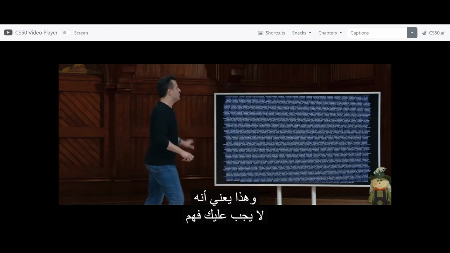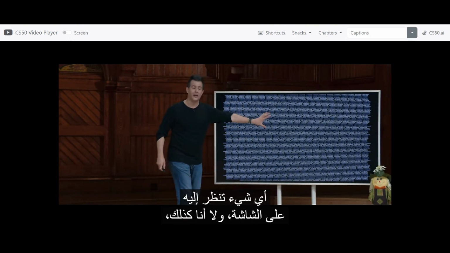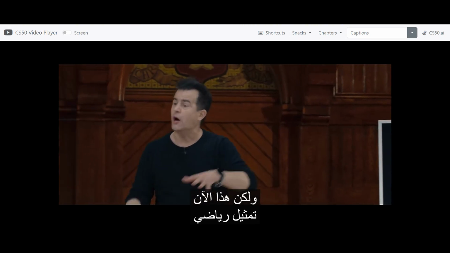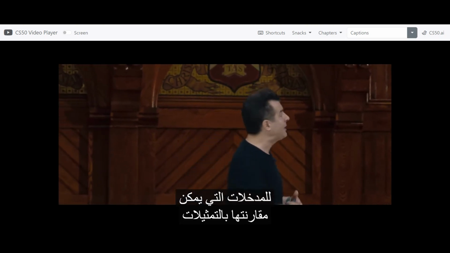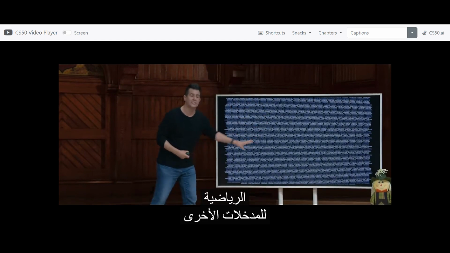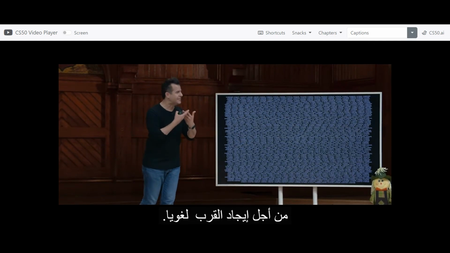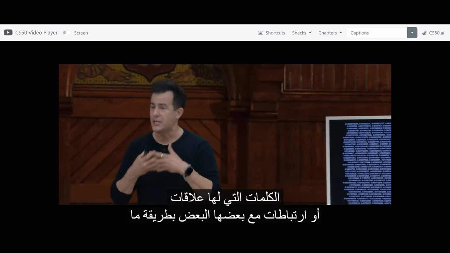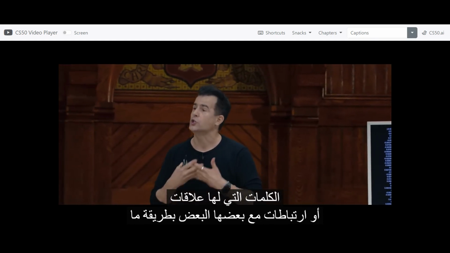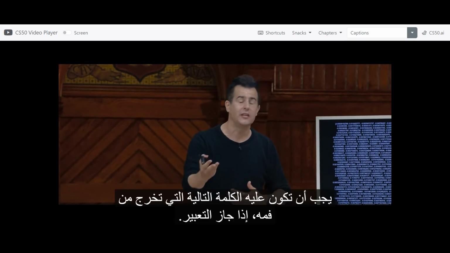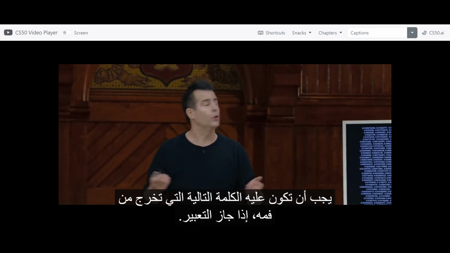And this is to say, and you should not understand anything you are looking at on the screen, nor do I, but this is now a mathematical representation of the input that can be compared against the mathematical representations of other inputs in order to find proximities semantically, words that somehow have relationships or correlations with each other that helps the AI ultimately predict what should the next word out of its mouth be, so to speak.